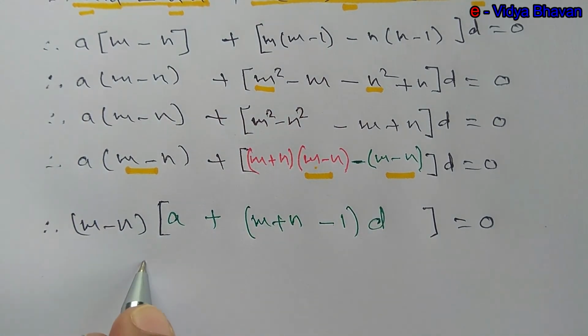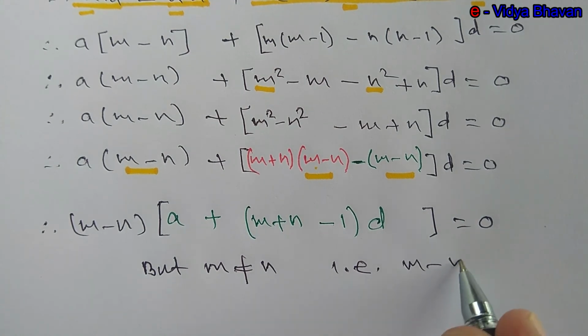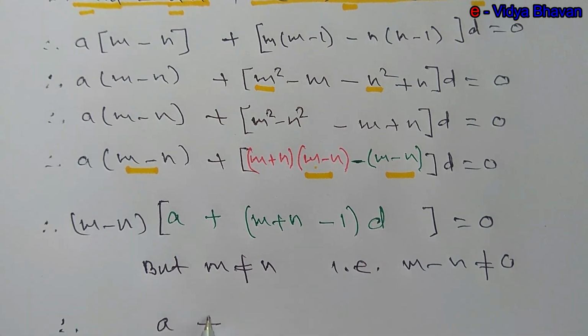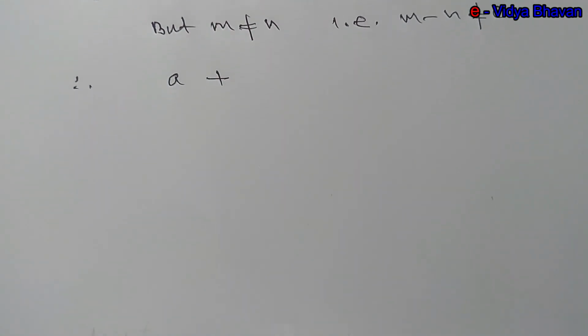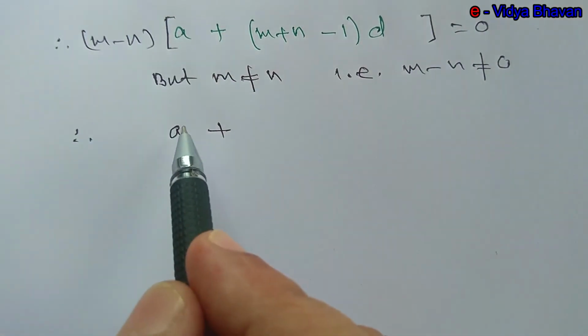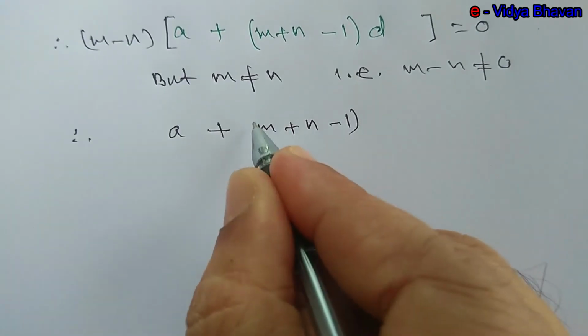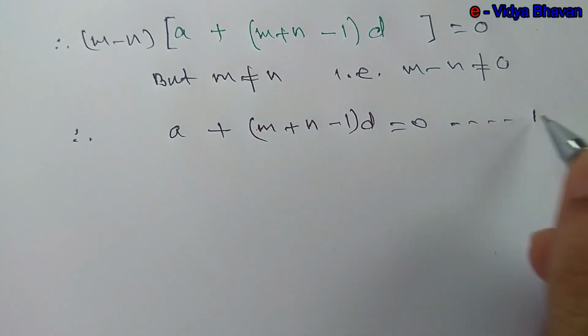Now we know that m is not equal to n, that is m minus n is not equal to 0. So we can divide by m minus n. So we will have a plus m plus n minus 1 into d equal to 0. Let us mark this as equation number 1.